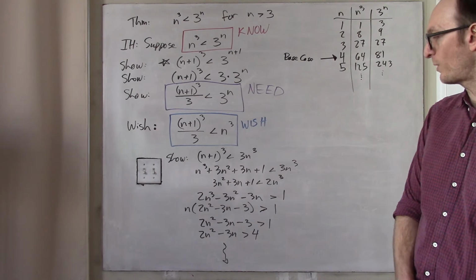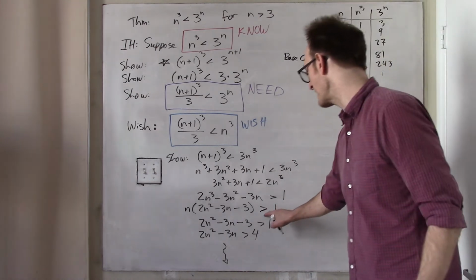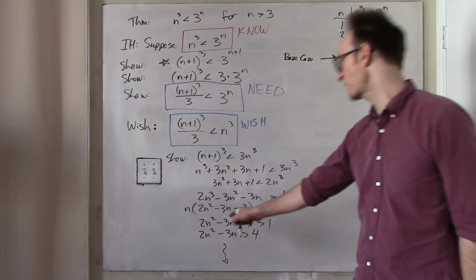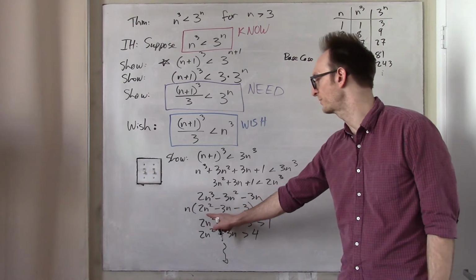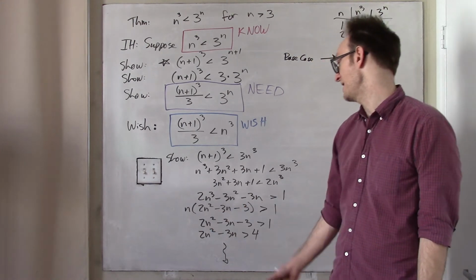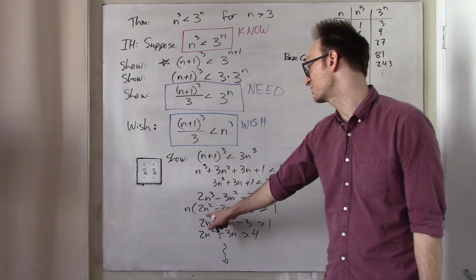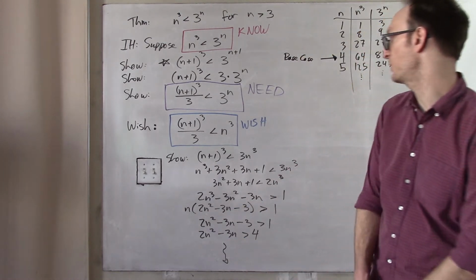Is it always bigger than 1, that left-hand side? Well, you can try some stuff, right? You can try n equals 1, for example. Well, when n equals 1, it's not true. But when n equals 2, I think it's already true, right?